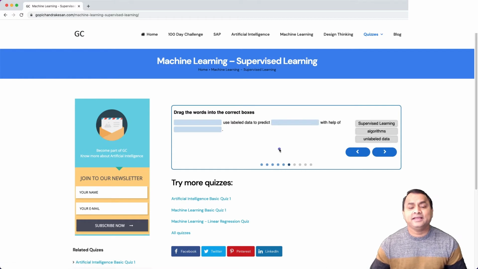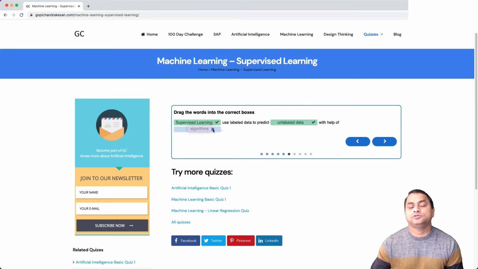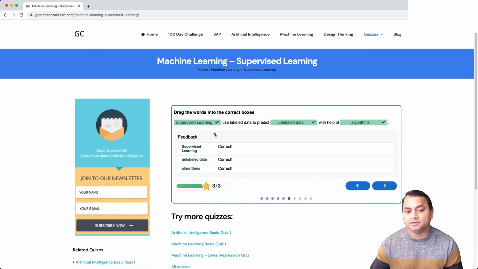Next, drag the words into the correct boxes. Blank uses labeled data to predict blank with help of blank. So supervised learning uses labeled data to predict unlabeled data with the help of algorithms. So we have different types of algorithms. We already saw that, right? Linear regression, logistic regression, decision tree, support vector machines, and many more.